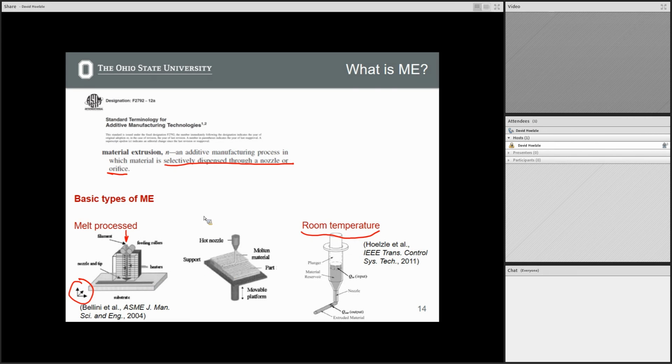But you end up getting these, what are called filaments or rods. Some people call them rods, that are being laid down to make parts row by row, or rod by rod, or filament by filament, layer by layer fashion. There are room temperature methods as well. Something that I've looked at a lot, where it's purely in a liquid phase. I'll go through some examples of this.